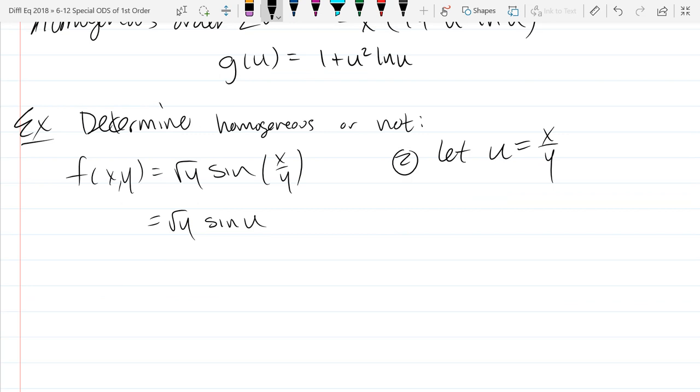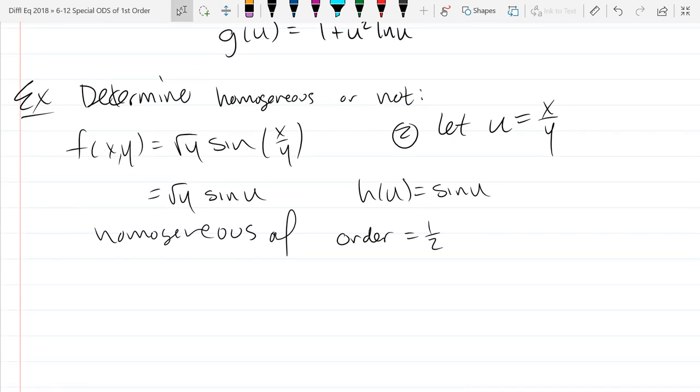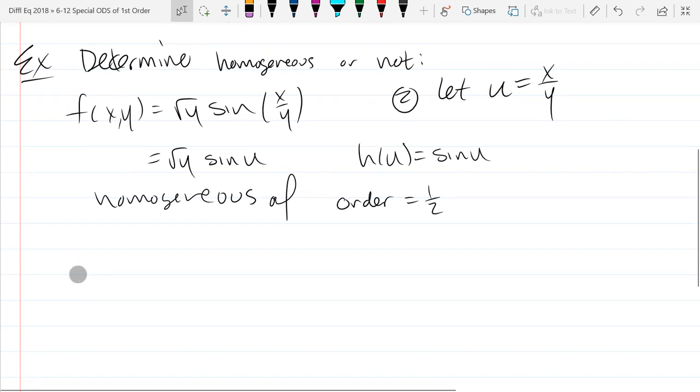So in the second part, we call the h the function of u, h of u. All right, so there's pretty much no difficult algebra at all on this one. It was almost in the perfect form already. So we got homogeneous. I pick easy questions to do in class, and then pick easy to hard ones to put on your homeworks.